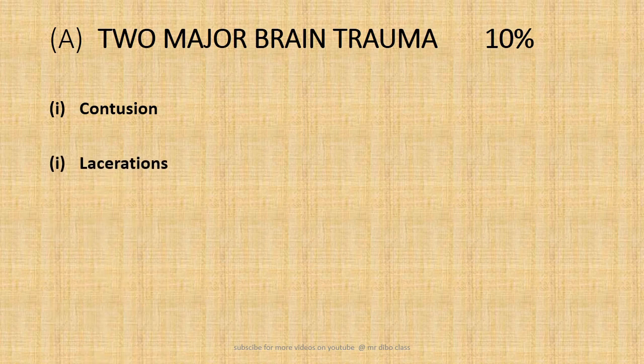Then you move to the second one, which is lacerations. This one involves the actual tearing of the brain tissues and occurs frequently in association with depressed and compound fractures and penetrating injuries. So tissue damage here is severe and surgical repair of laceration is impossible because of the texture of the brain tissues. So no surgery can be done here.